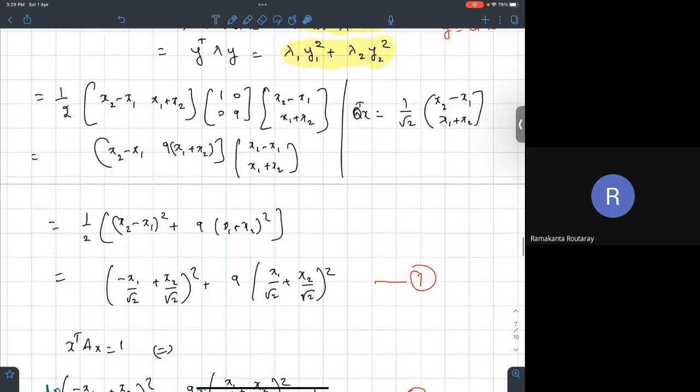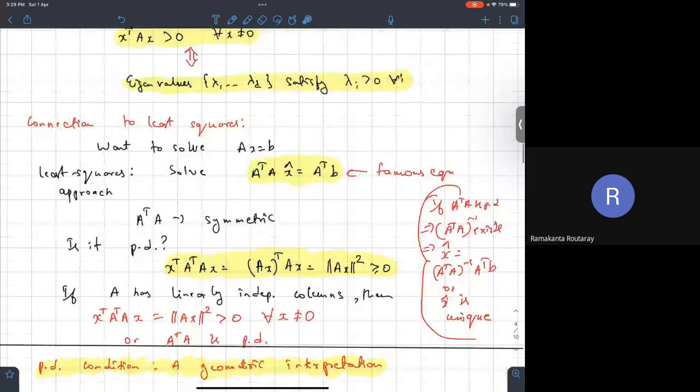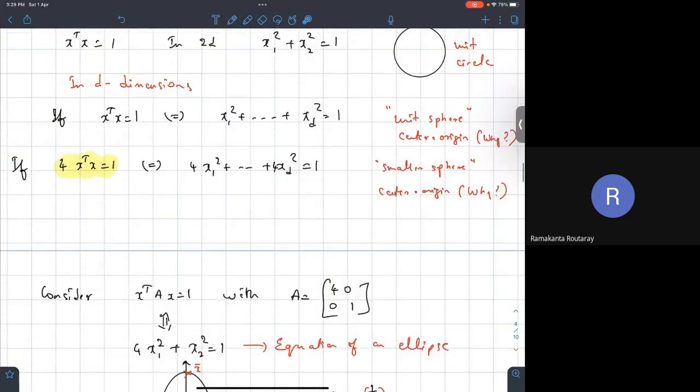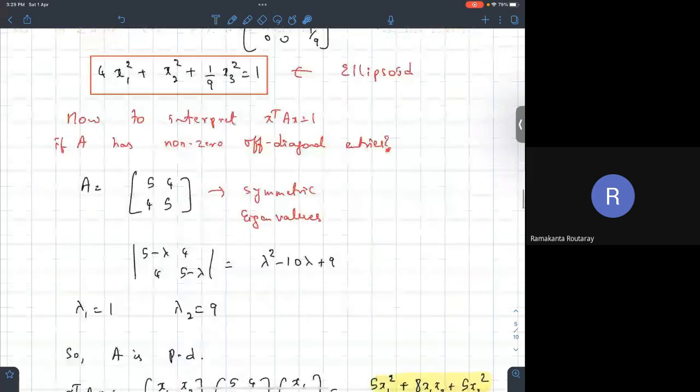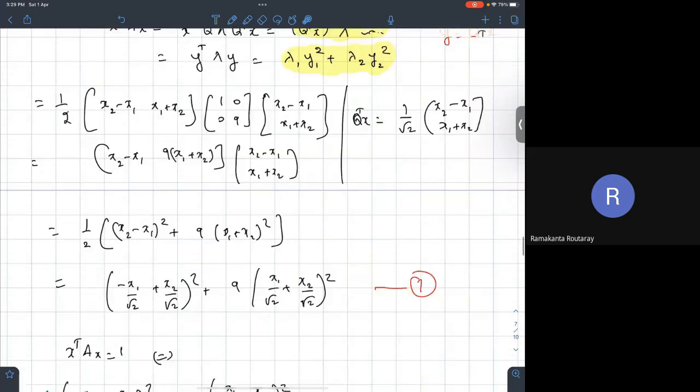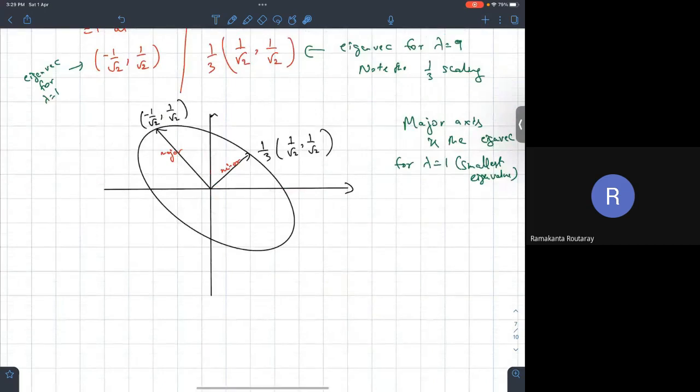If you want me to summarize again, the point I'm trying to make is, if you're looking at X transpose AX with a matrix A whose diagonal entries are all equal, then I get a sphere. Whereas the moment the diagonal entries are unequal, I get an ellipse or ellipsoid with axes aligned. And if you have off diagonal entries, then the axes won't be aligned to the X and Y. I should not use X and Y because Y is equal to Q transpose X, so I don't want people to get confused.